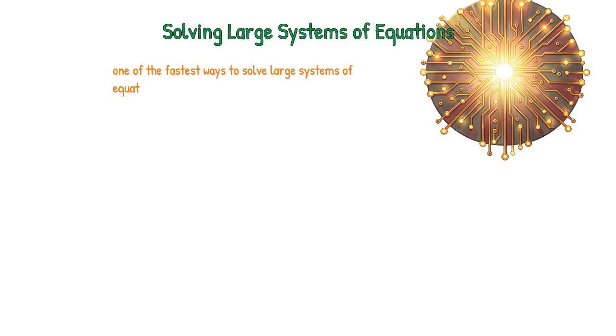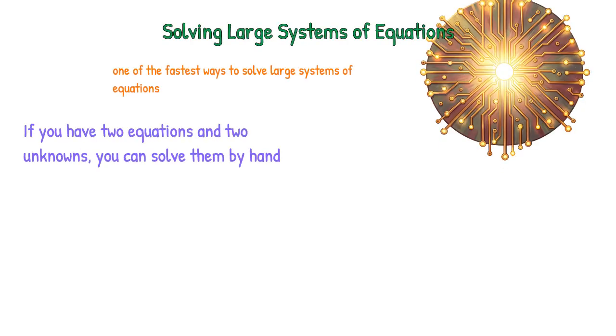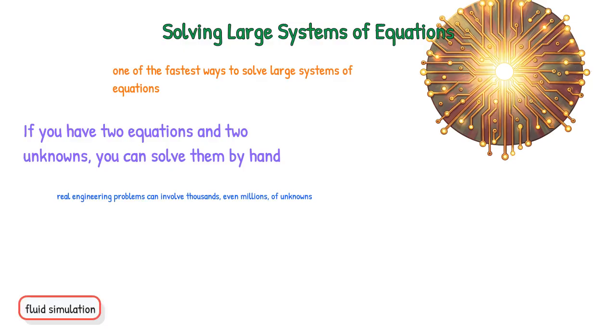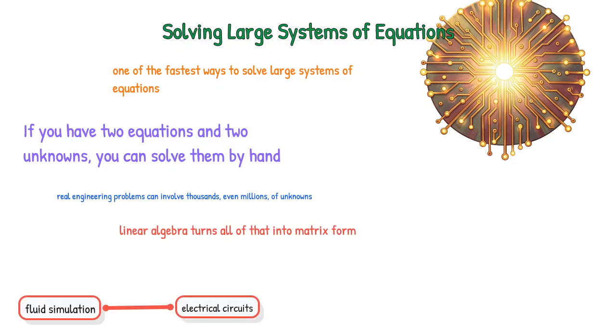Second, it is one of the fastest ways to solve large systems of equations. If you have 2 equations and 2 unknowns, you can solve them by hand. But real engineering problems can involve thousands, even millions of unknowns. That happens in things like fluid simulation, electrical circuits, and heat transfer. Linear algebra turns all of that into matrix form, and then computers can solve it efficiently.